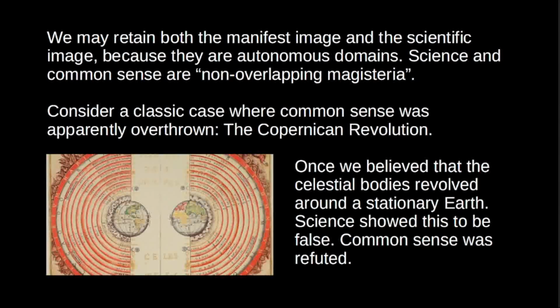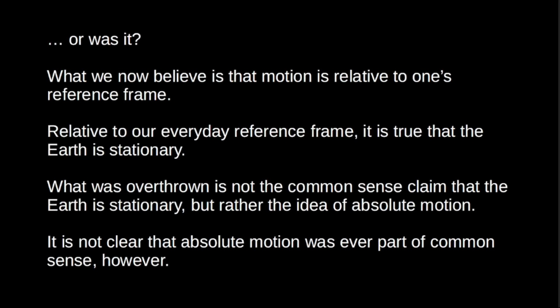Common sense was refuted. Or was it? Has science really overthrown common sense here? Well, an alternative way to look at this is that science has provided an alternative explanation for our common sense beliefs, but the common sense beliefs haven't really been overthrown. What people like Galileo established was the relativity of motion. And given the relativity of motion, the claim that the Earth is stationary is actually true, at least from our normal frame of reference. Motion can be measured only relative to some frame of reference or another.